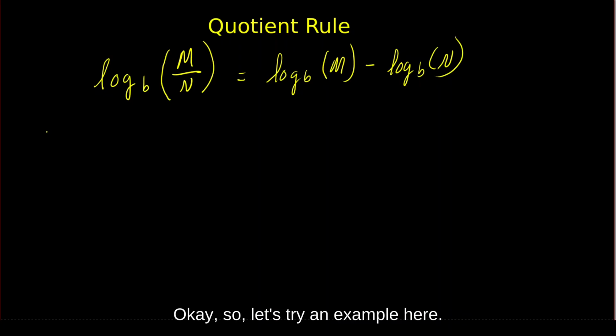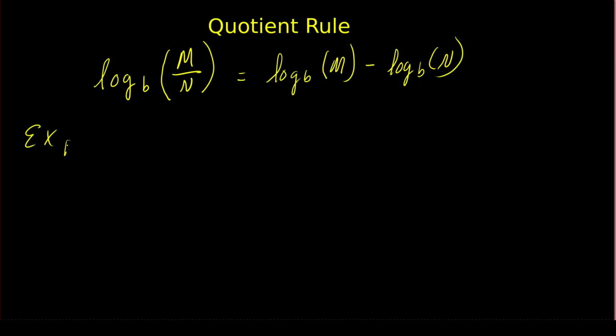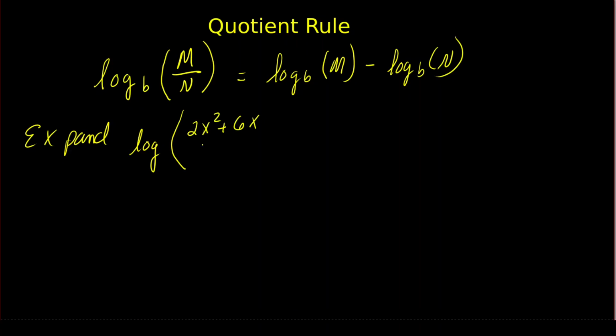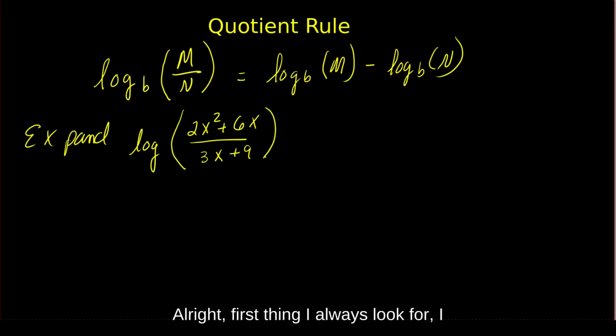Okay, so let's try an example here. Let's expand log of, let's say, 2x squared plus 6x divided by 3x plus 9. All right, the first thing I always look for, I look for lowest terms.